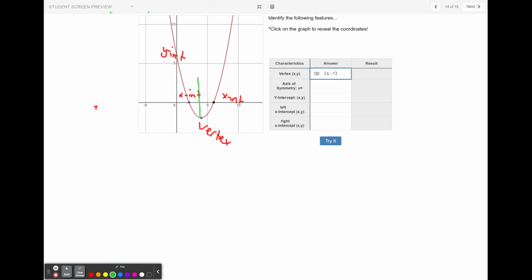Remember here, the axis of symmetry is the x value of the vertex. They are always going to be related like that. X-intercept, 2, 0. Oh, I'm sorry, y-intercept will be 0, 6. It's where it crosses the y-axis. So then the x one is 2, 0. And this will be 6, 0.